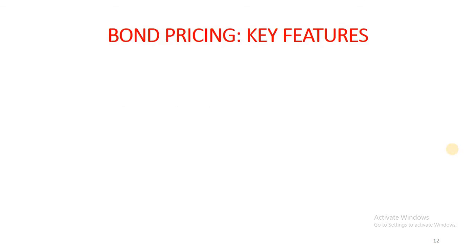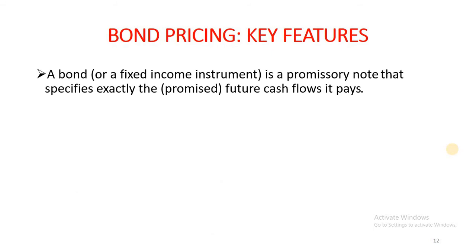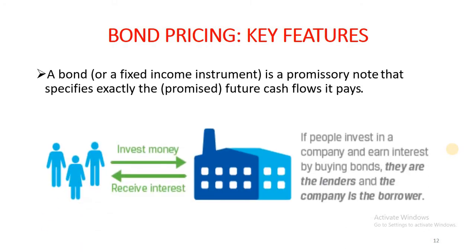Let's look at the key features of bond. A bond is a kind of fixed income instrument. It is a promissory note that specifies exactly the future cash flows it will pay to its investors. A bond is an alternative to a long-term bank loan for the companies, or for the issuers. So when people invest in a bond, they become the lenders, and the companies who issue the bond become the borrowers.